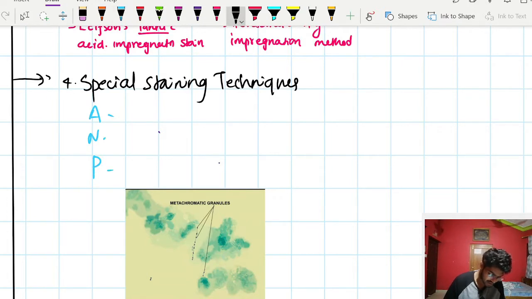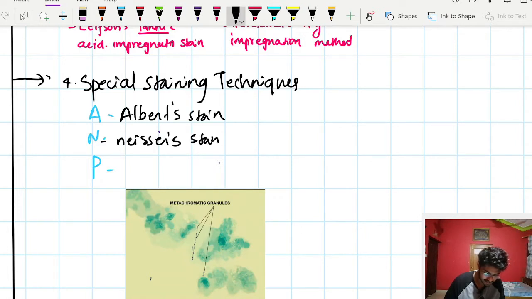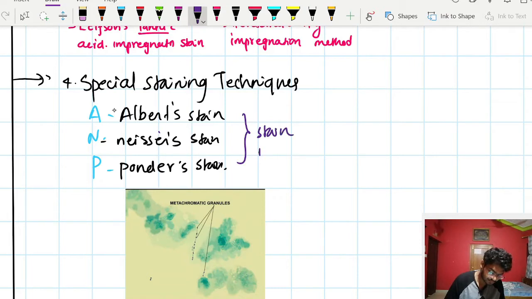A stands for Albert stain, N stands for Nisse stain, and P stands for Ponder stain. So all these are used to stain metachromatic granules.